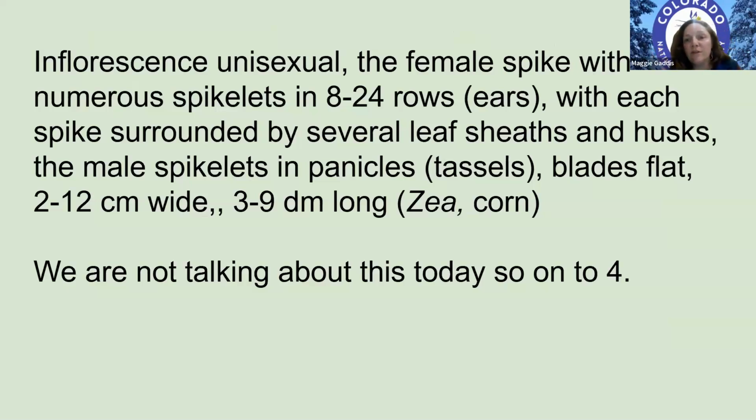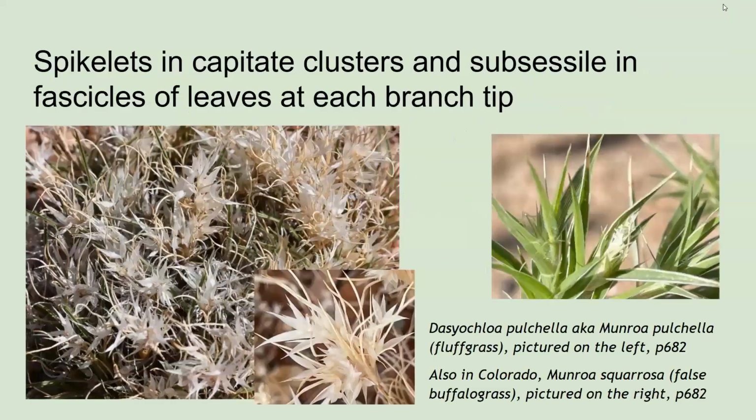Inflorescence unisexual, the female spike with numerous spikelets in 8 to 24 rows, which we call ears, with each spike surrounded by several leaf sheaths and husks, the male spikelets in panicles called tassels. And this is corn. So we didn't look at corn today, and we all know what corn looks like. So we're not talking about that. So let's go to number 4.